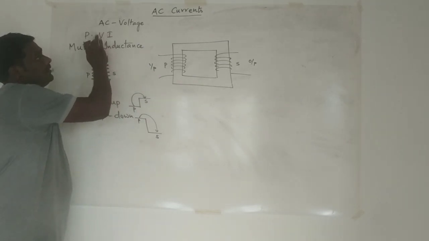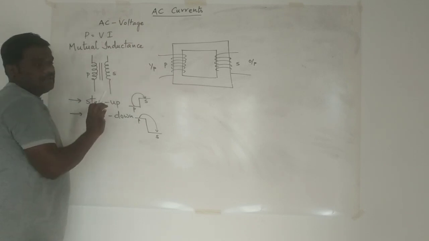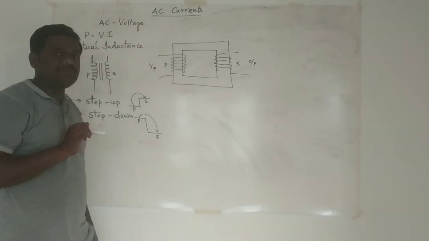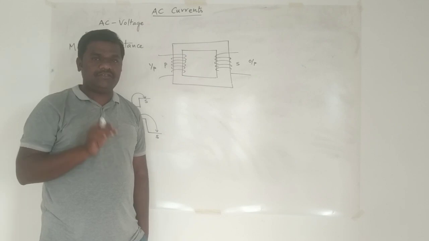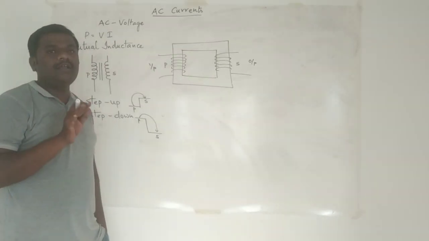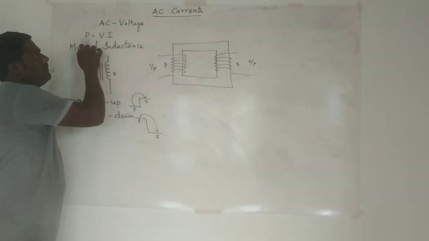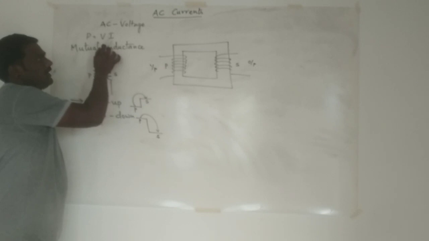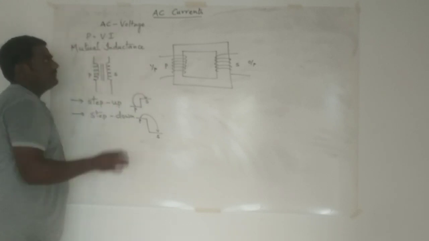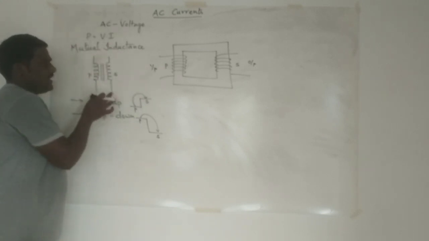I repeat, what is a transformer? A device which is used to alter AC voltage. And how can we alter AC voltage? Keeping power constant, either by increasing or decreasing the current. Then, what is the diagram? Basic symbol of a transformer. This is a symbol, an important one to mark.